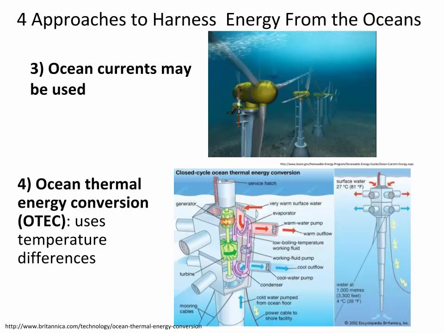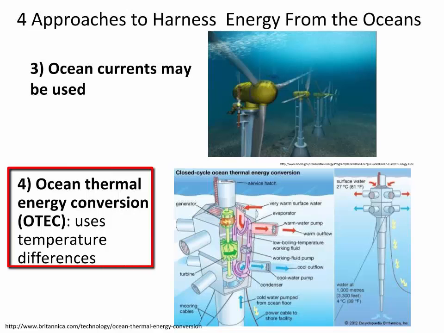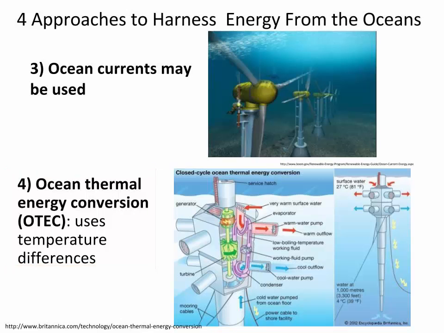The final approach we will consider for harnessing energy from the ocean is ocean thermal energy conversion, or OTEC. This approach uses the temperature difference between the surface of the ocean water and deep ocean water. To grasp the potential scale of OTEC, consider that each day tropical oceans absorb solar radiation equal to the heat content of 250 billion barrels of oil. There are two approaches to OTEC.